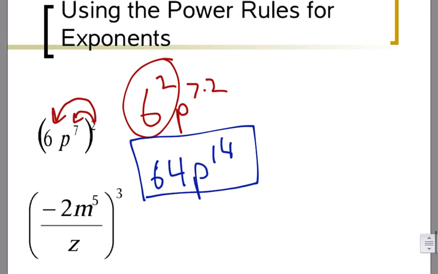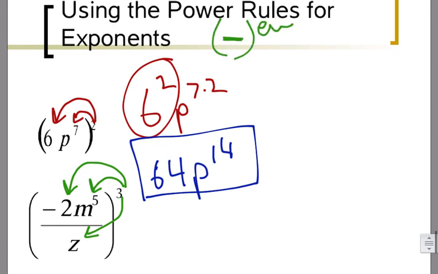On the next one, I've got this 3 to distribute. There are lots of things I need to distribute it to. I need to distribute the 3 to the negative 2, the m, and the z. Now, I said in the last lesson that if you have a positive or a negative and you raise it to an even power, the answer will be positive.